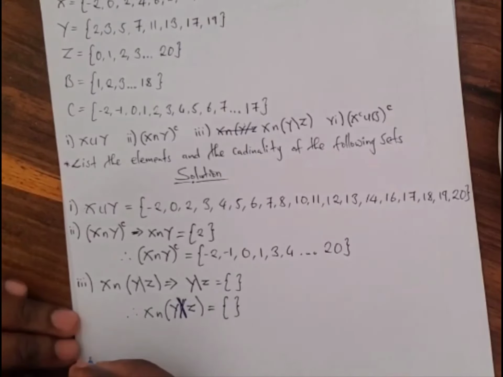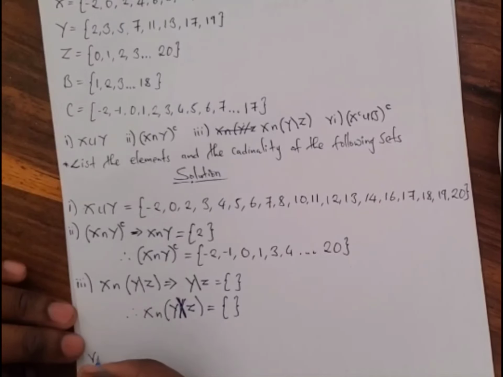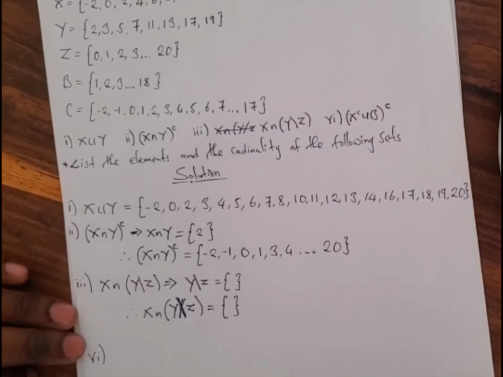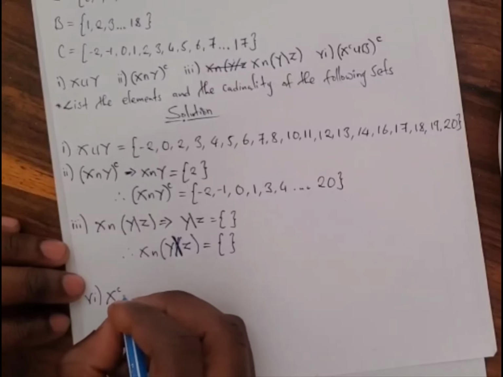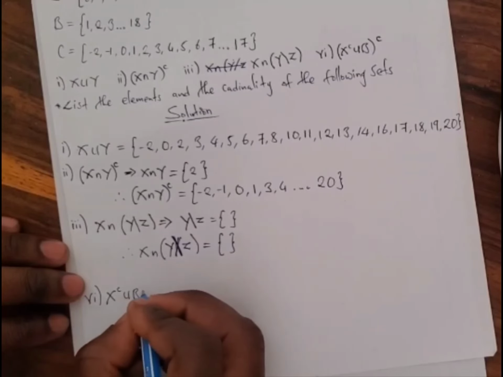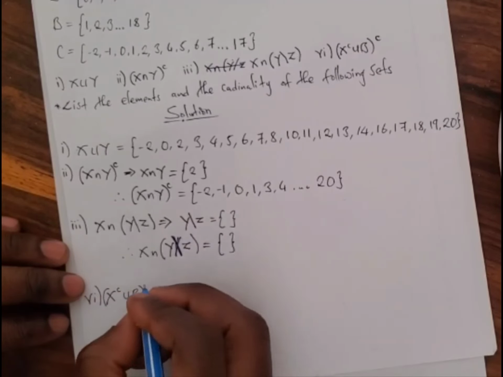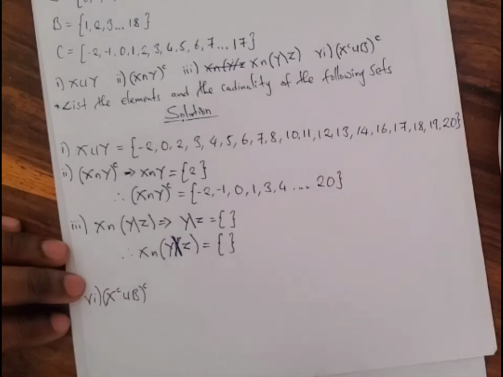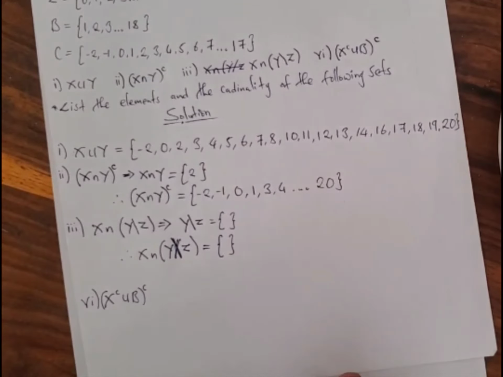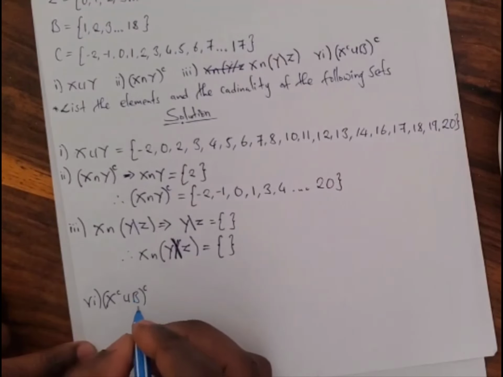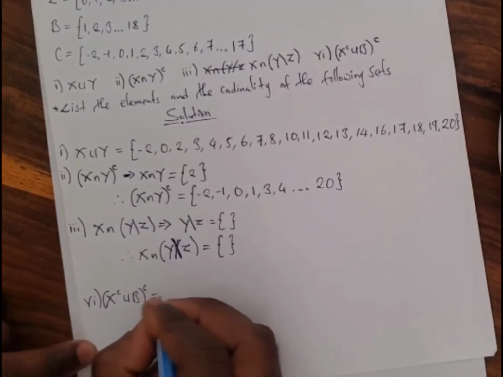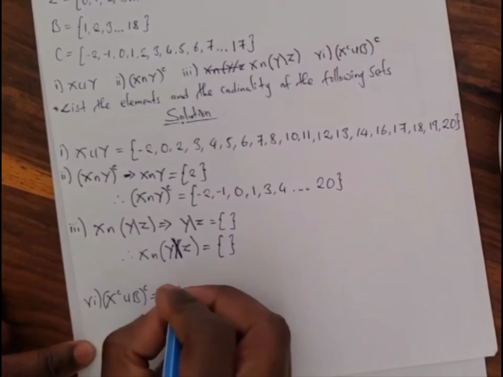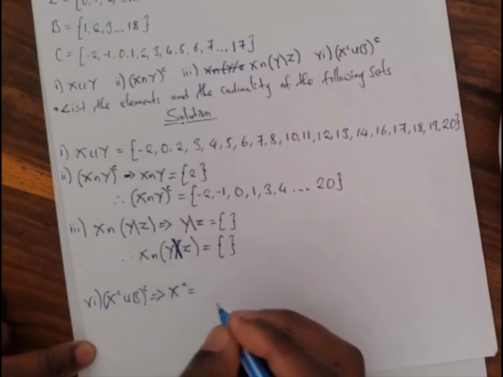We move on. We'll move on to our fourth one. So our fourth example is x complement union b, you close the braces, complement. So what this simply means is, when they have closed the braces, meaning this complement is affecting both of them. So our first step here is to identify our x complement. So what is our x complement?